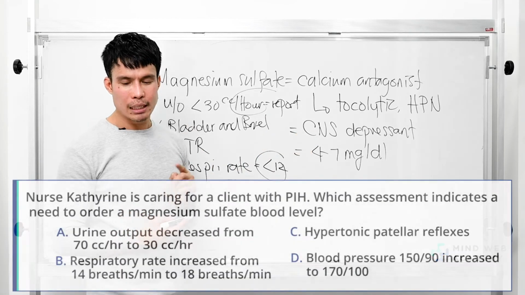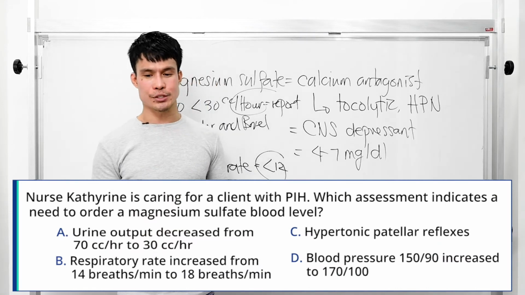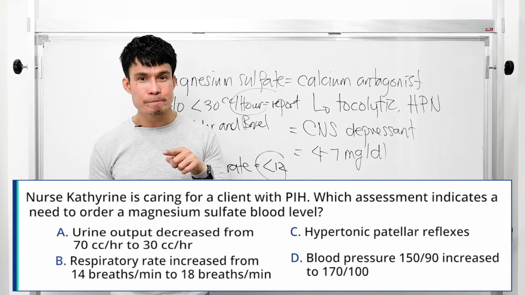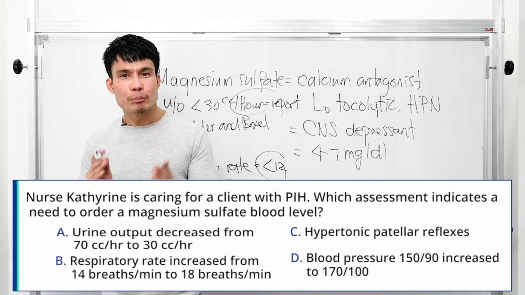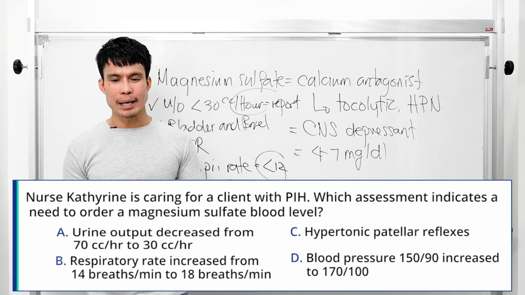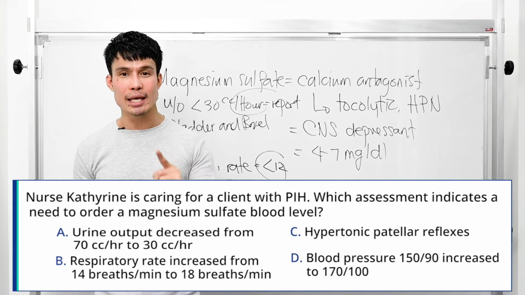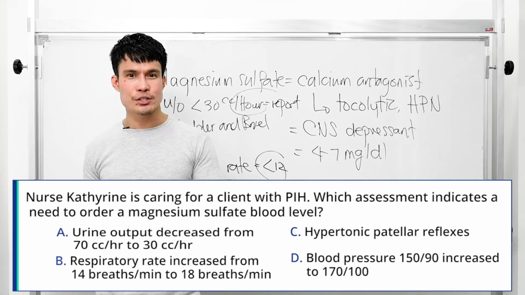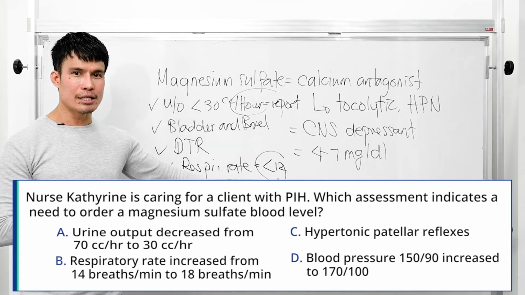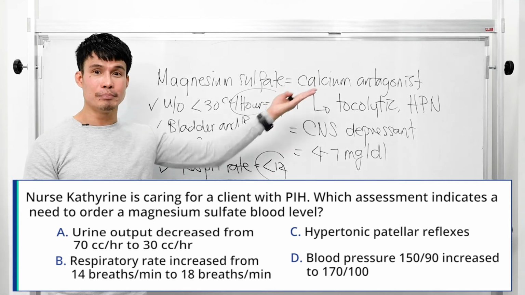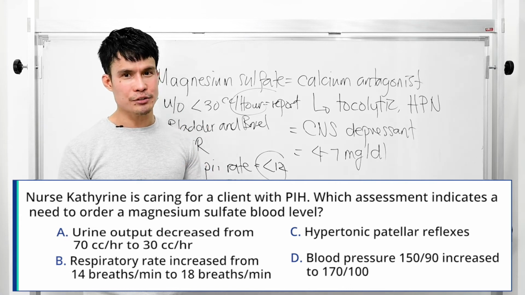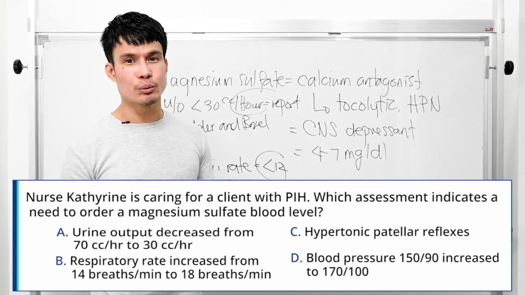So let's check. Letter A, urine output decrease from 70 cc per hour to 30. Although hindi pa siya less than, do I have to expect na papunta na ako sa magnesium toxicity? Yes. What about B? Respiratory rate increase from 14 to 18. Is this improvement? Yes, improvement in condition. Why? If you are using CNS depressant, less than 12 report. But if 12 up, improving ang client natin. Am I correct?